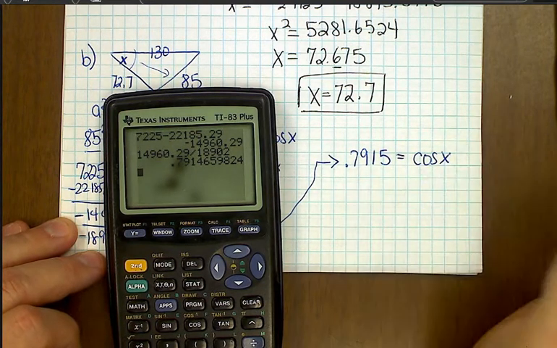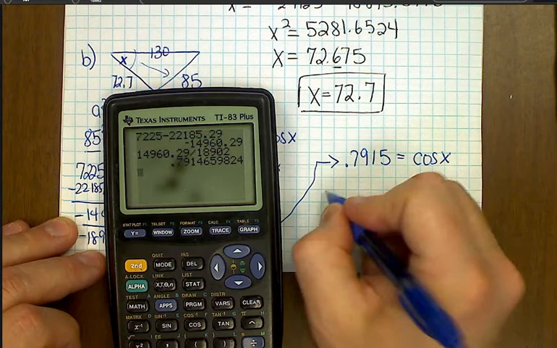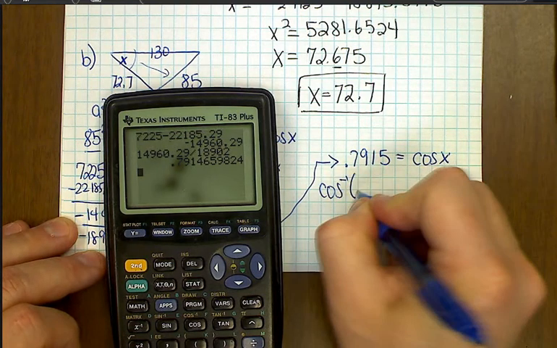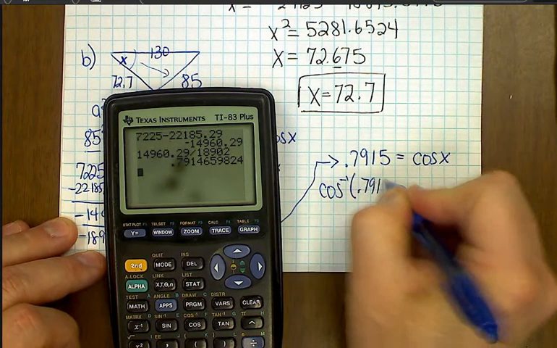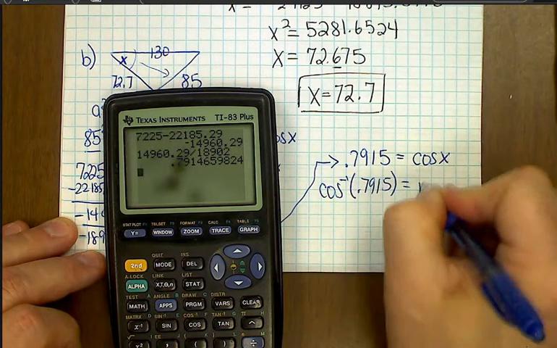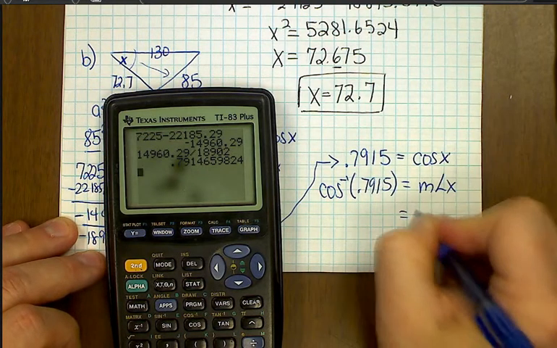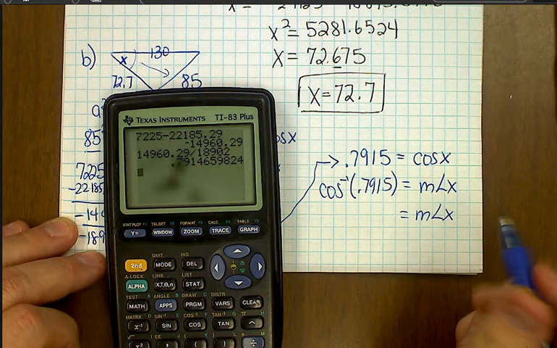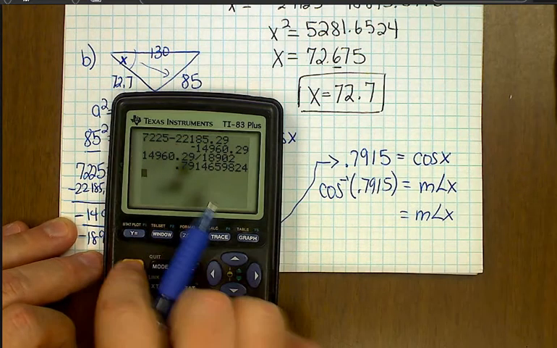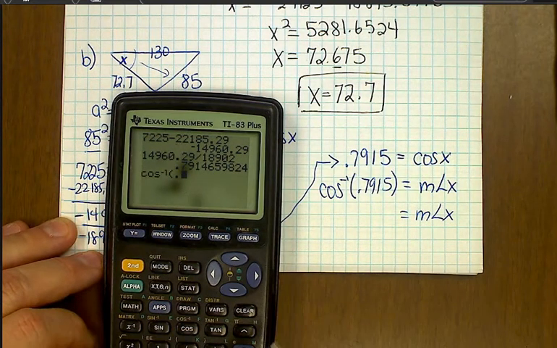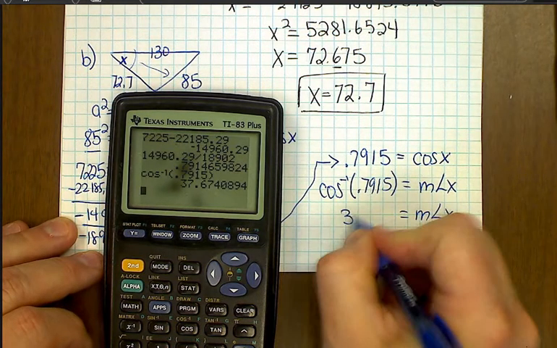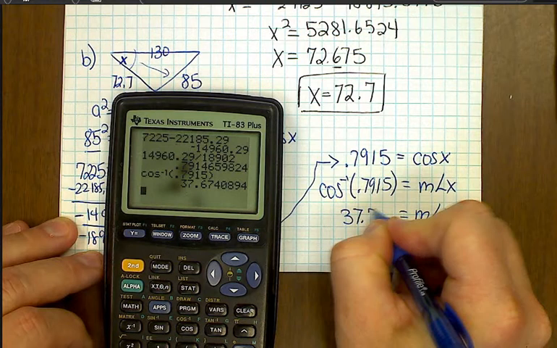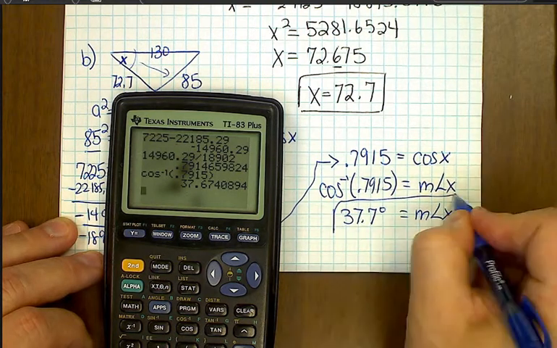And remember, if I want to get rid of cosine, I use cosine inverse. Cosine negative 1 of 0.7915. That'll equal the measure of angle x. So the measure of angle x to the nearest tenth of a degree. Let's see what the calculator says. 37.7 degrees. And that's it.